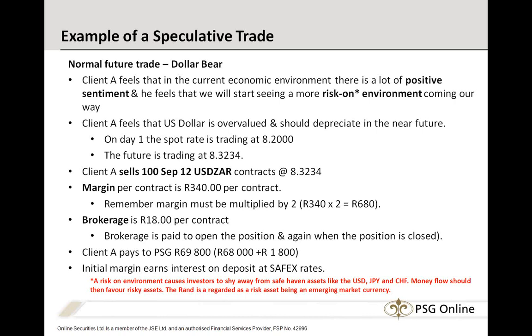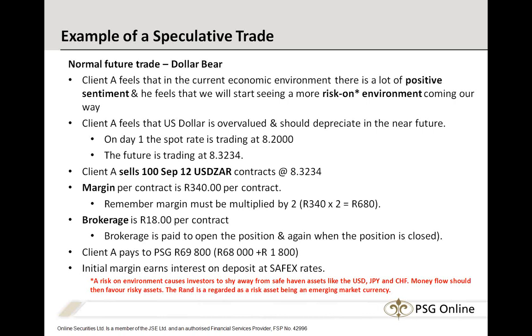This is a term people use now, risk on and risk off, which reminds me of Karate Kid, wax on, wax off. So we're talking about a risk on environment. Basically, it is where people shy away from safe haven assets like the US dollar, the Japanese yen, and the Swiss franc, and they move more into the more risky assets like the rand. Okay, so that's regarded as a risky asset because we are an emerging market currency. Okay, a safe haven is obviously the developed markets. So he feels that the dollar is overvalued and should depreciate in the near future.